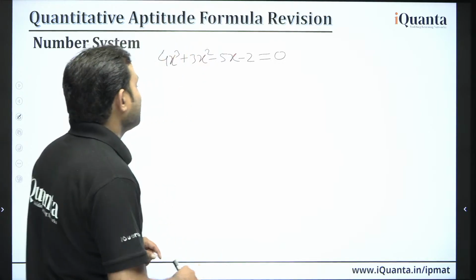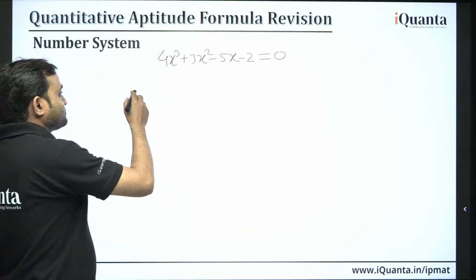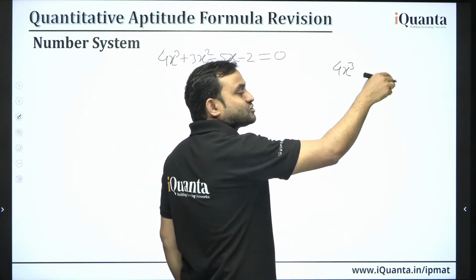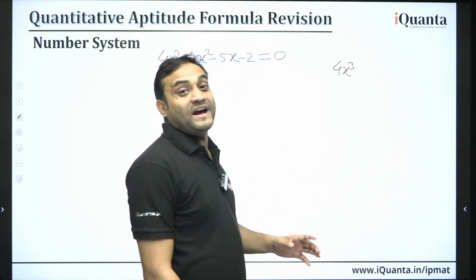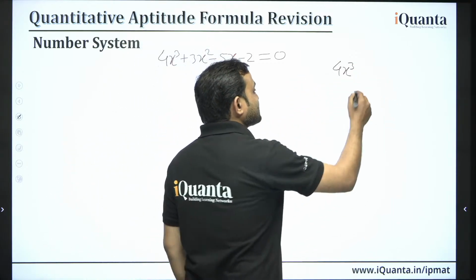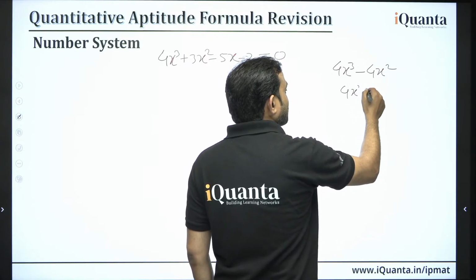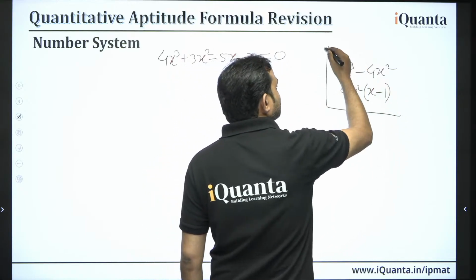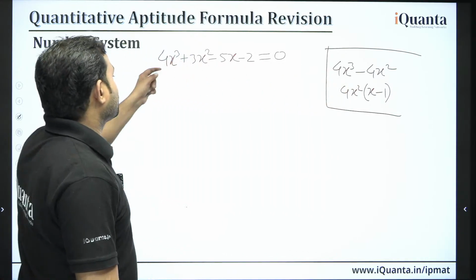See, we need to break it such that we can take x minus 1 common. So if we have 4x cube, can you tell me what should be the next term in x square such that we can take x minus 1 common? What should be the next term? If I take the next term as 4x square, then I can take 4x square common and x minus 1 can be taken as common, right? So we need to break it like that.